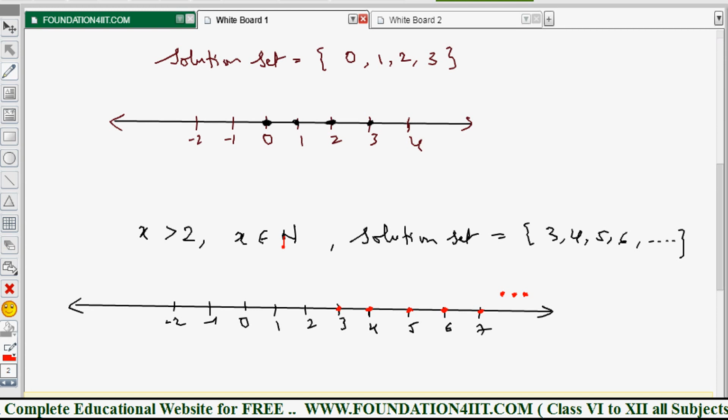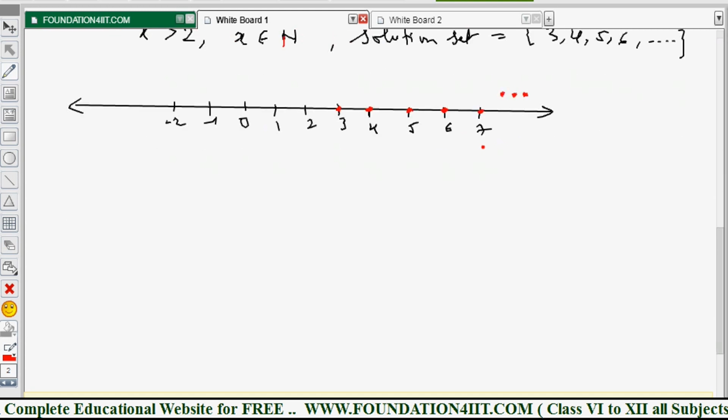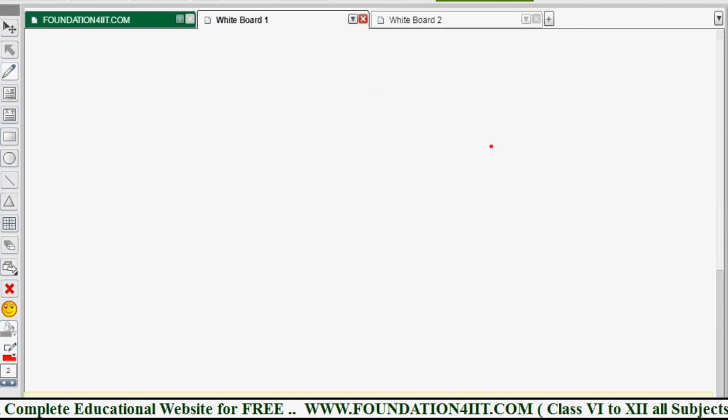Now let us see some sets of real numbers, how to represent them. For example, x such that minus 1 is less than or equal to x less than or equal to 3, and x belongs to real numbers. If x is a real number, it includes each and everything within minus 1 and 3, including 2.1, 2.2, so everything.